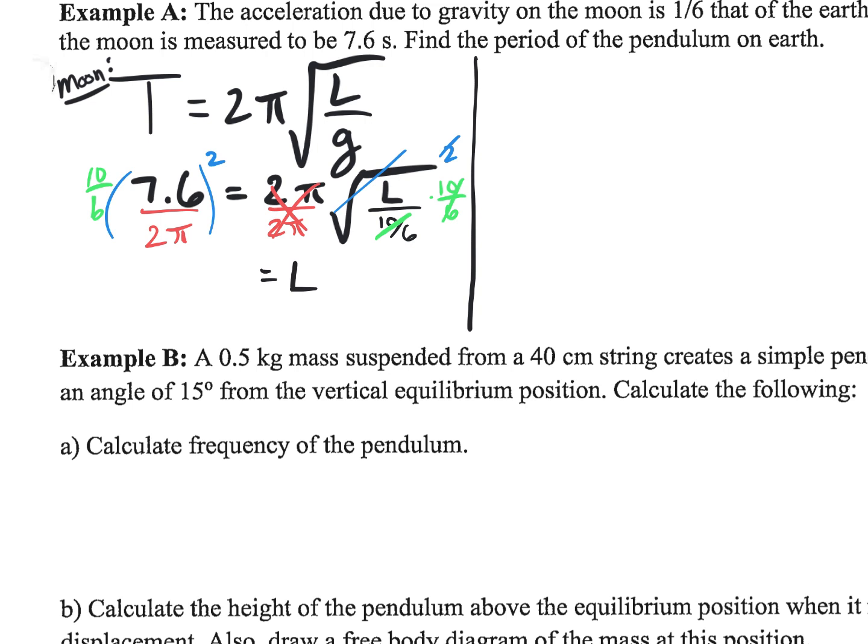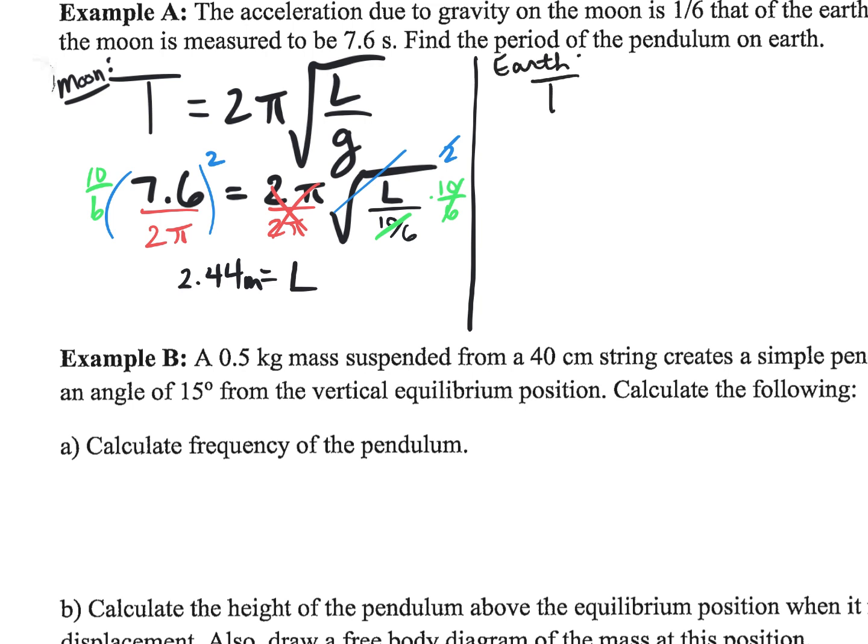So let's figure out what that is. So we have what? 7.6 divided by 2 pi. Going to square that. Multiply it by 10, divide by 6. I get a length of 2.44 meters. Now, will that help me find the period of the pendulum on Earth? Yeah. So T on Earth, so here's Earth.